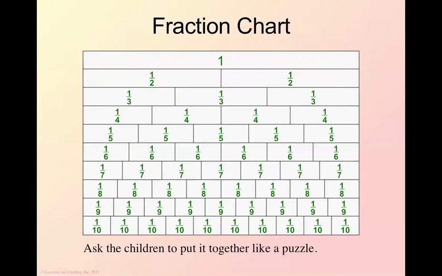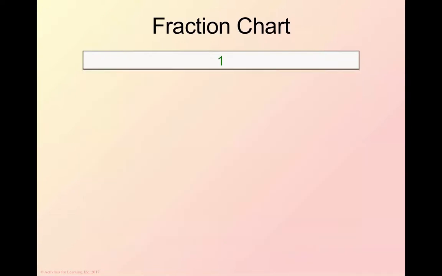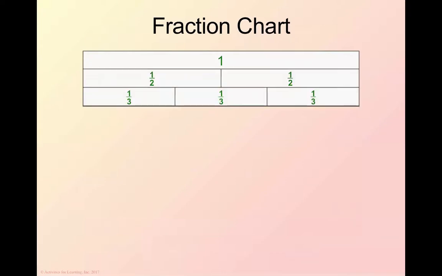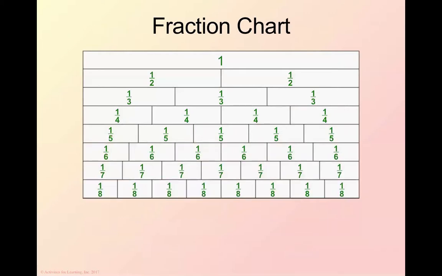Ask the children to take it apart and put it back together again like a puzzle. We recommend you keep one chart intact, so you leave it together, and you have a second one where they cut it apart so they can take it apart and put it back together again like a puzzle. So let's do that here. We've got 1, 2 halves, 3/3, 4/4. By the way, notice I said fourths, not quarters, because again, we have a pattern. We have 1/2, 1/3, 1/4, 1/5, 1/6, 1/7, 1/8, and keep going.